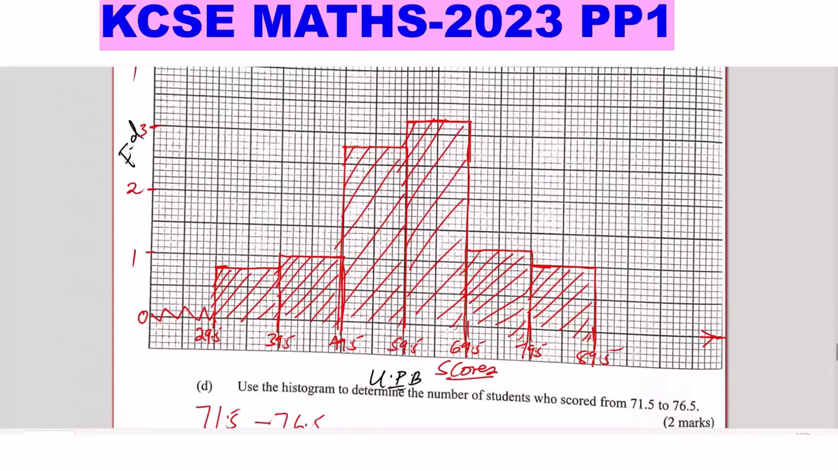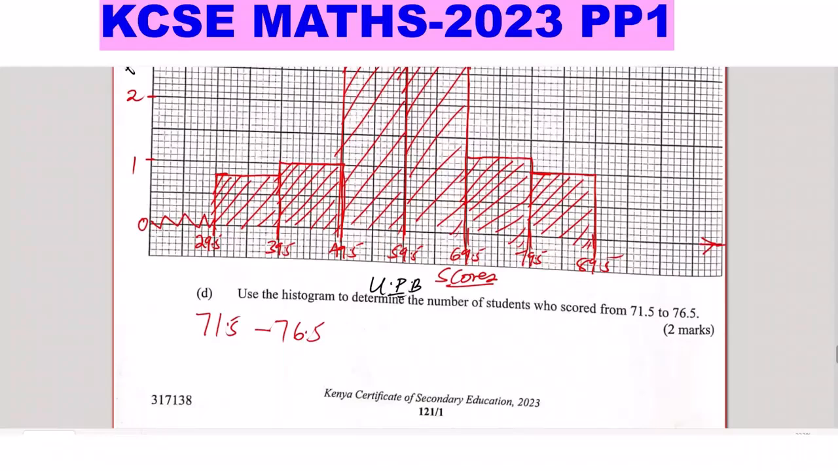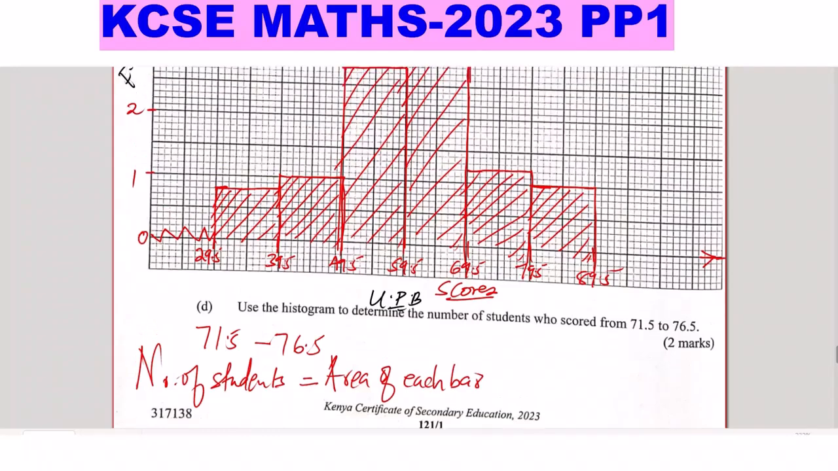So one thing that you realize, for you to get the number of students from this histogram, the number of students is given by the area. When you get the area of each bar, that will give you the number of students. And how do you get the area of each bar? By getting the width of that bar multiplied by the frequency density. So the area is given by width of the bar times the frequency density.